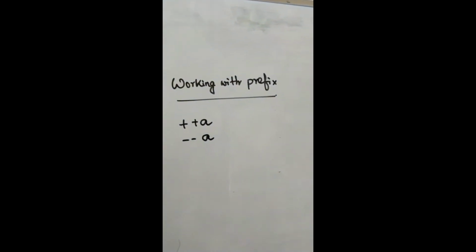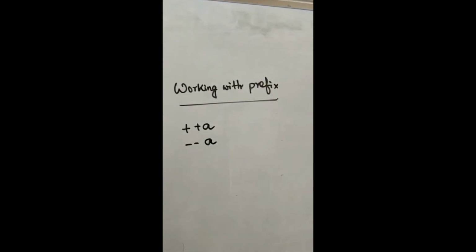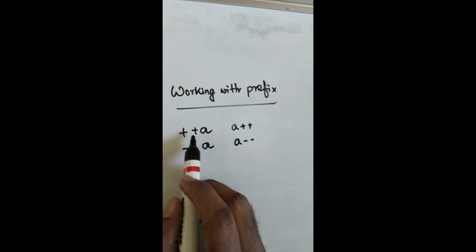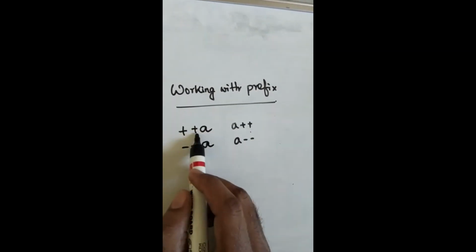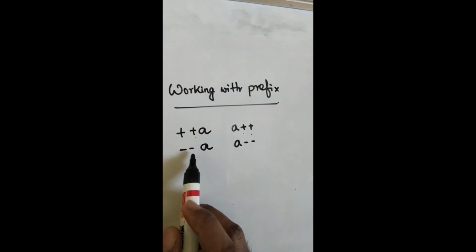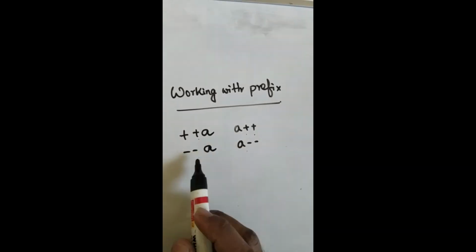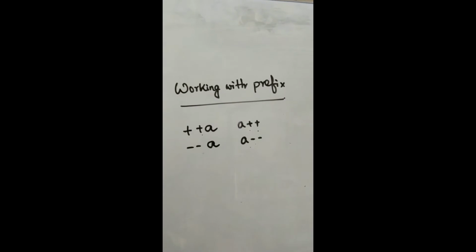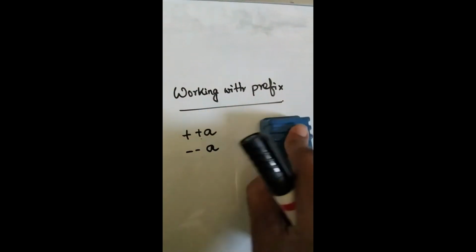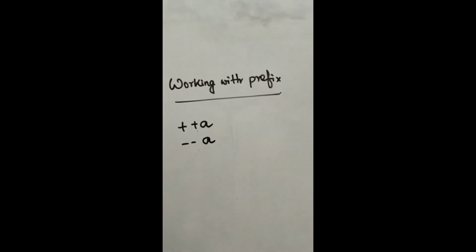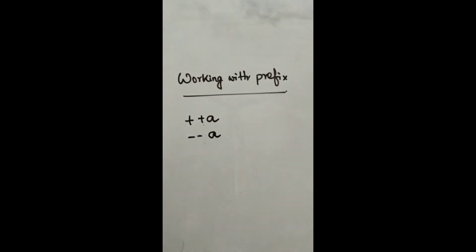So here we are talking about the prefix version. The prefix and postfix versions of this operator, ++a and a++, both do the same job, incrementing the value by 1. In case of --a and a--, again these two operations do the same job, decrementing the value by 1. The difference is when they take place in an expression. So let's work with the prefix version of the expression.